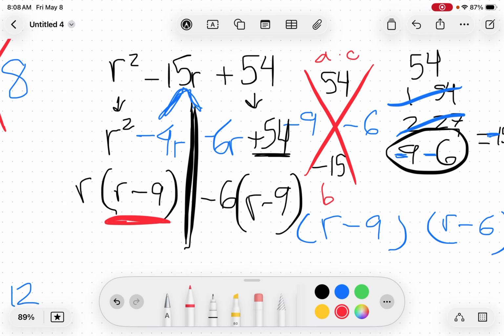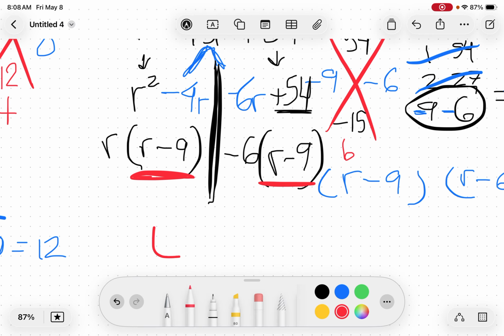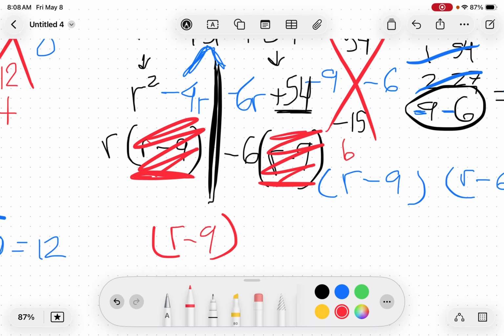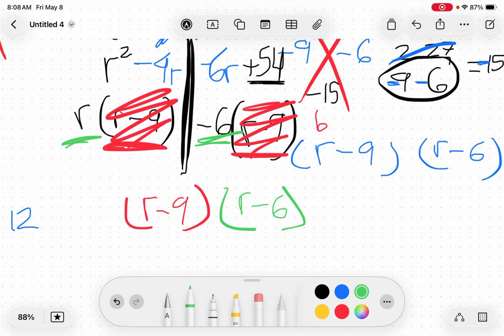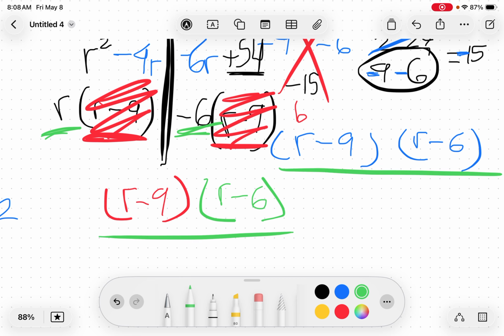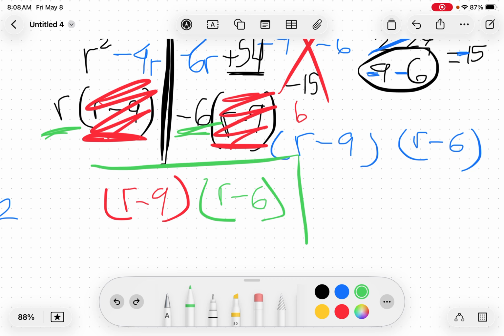And now look, those insides match, which means that can be my first set of parentheses of r minus 9. And then the second set of parentheses is going to be those numbers in front, which would be r subtract 6. Look, they match. Yay! And that is my final answer.